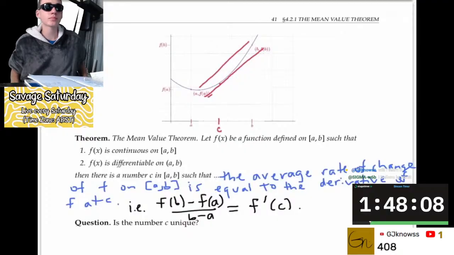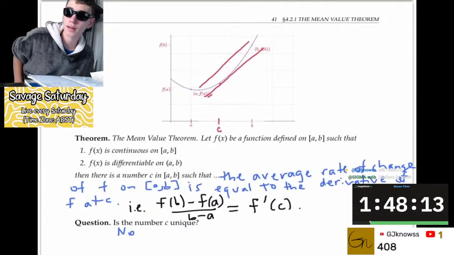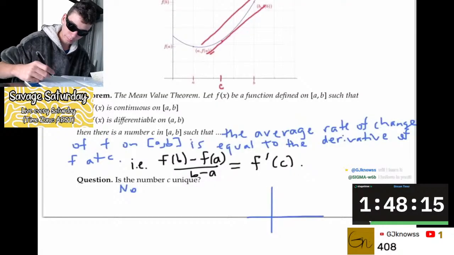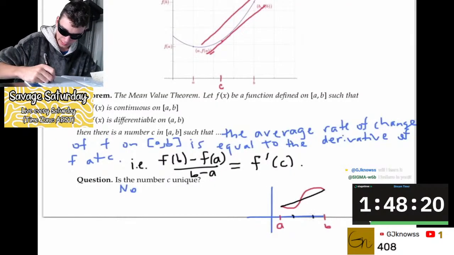The number c is not necessarily unique, so I encourage you to pause the video and see if you can draw a graph of a function where there's more than one c value that works. So you might have drawn something maybe like this. Now if we draw our secant line, there's two values of c where the slope of the tangent line is equal to the slope of the secant line.